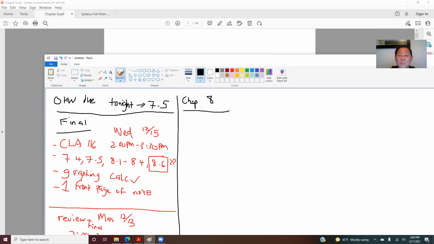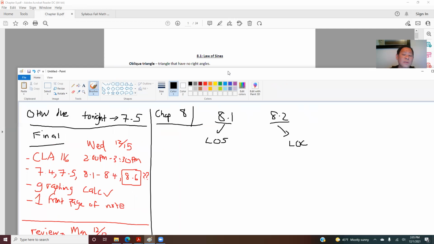Chapter 8 is mostly about two important laws. 8.1 is called the law of sine, and 8.2 is called the law of cosine. Today we will do these 2 sections together. These laws are used when your triangles are oblique triangles.